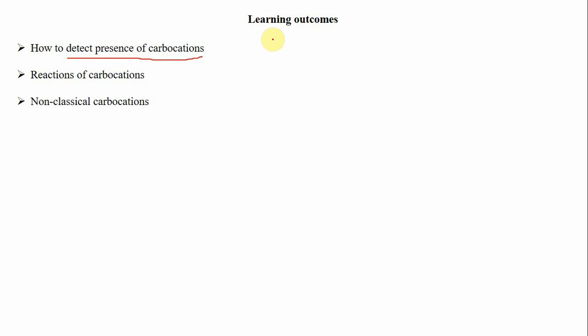Okay, then we have discussed non-classical carbocations. Now, these non-classical carbocations are those carbocations in which the positive charge is stabilized by delocalization of a pi bond which is not at the allylic position or not at the conjugated position, or they can also be stabilized by sigma bond participation. And the most common example of these non-classical carbocations we have discussed is the norbornyl carbocation.